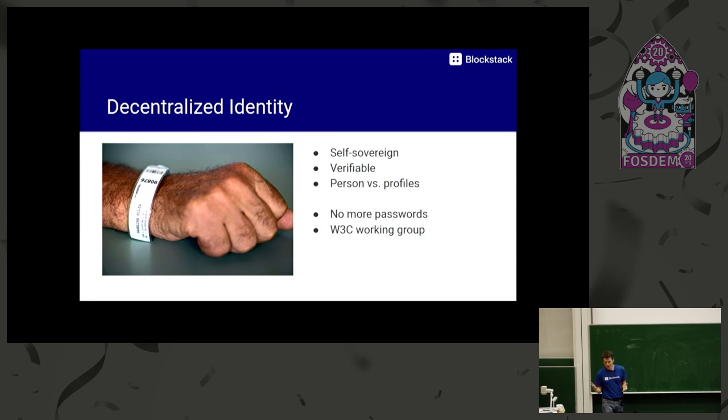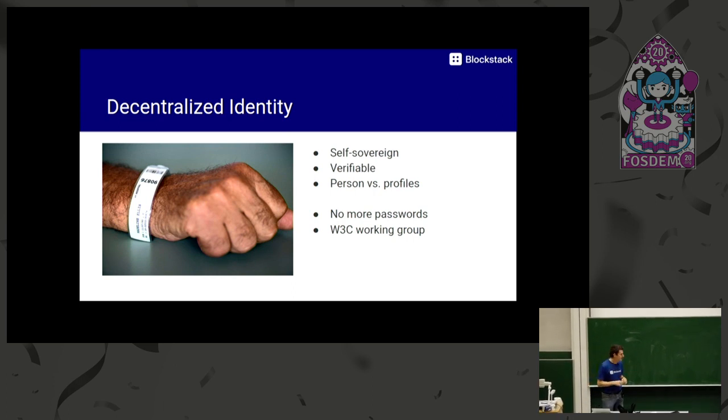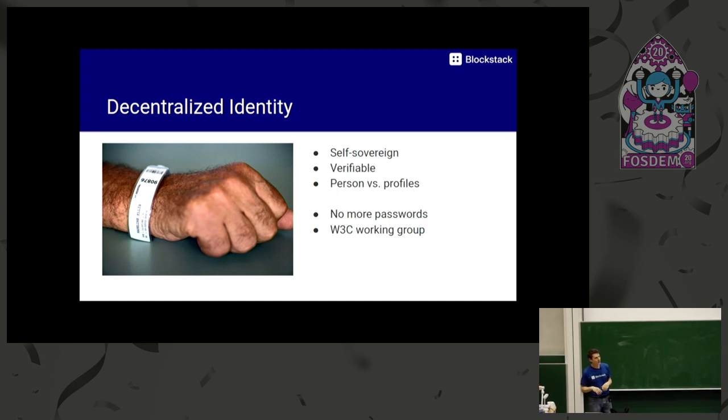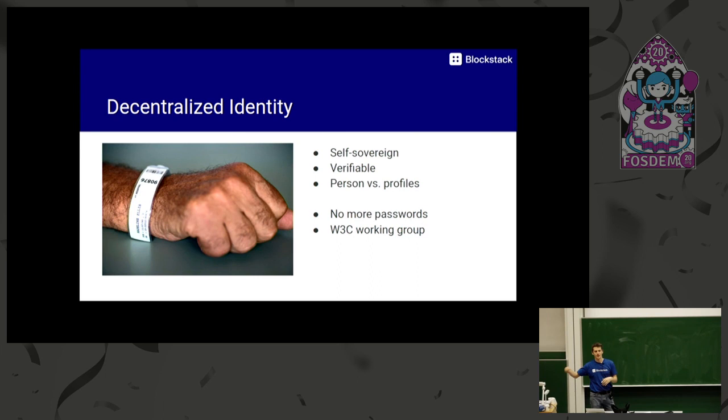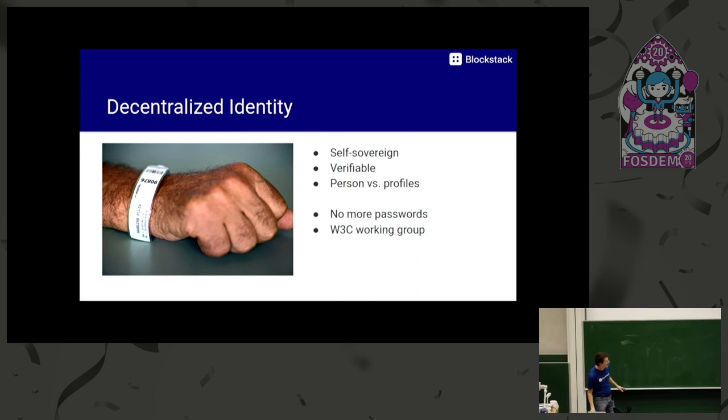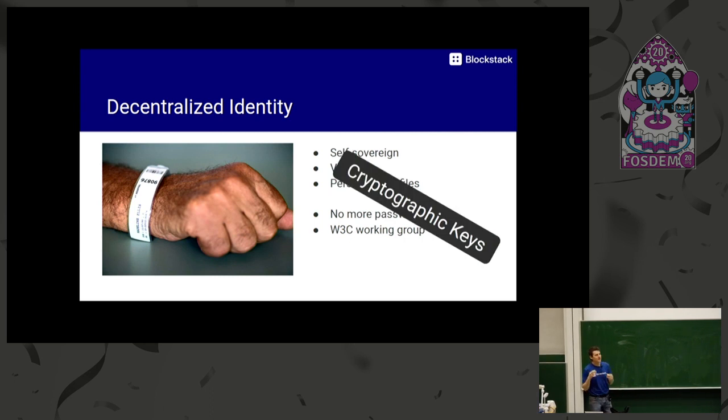And this is possible because we now have decentralized identities that you can use to associate your data with. So we heard decentralized identity. We have a W3C working group. It is self-sovereign. Other people can verify it. We had a demo really here 5 minutes ago. Great. So it's really about cryptographic keys.